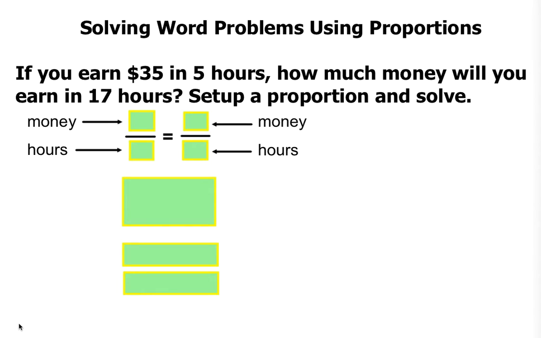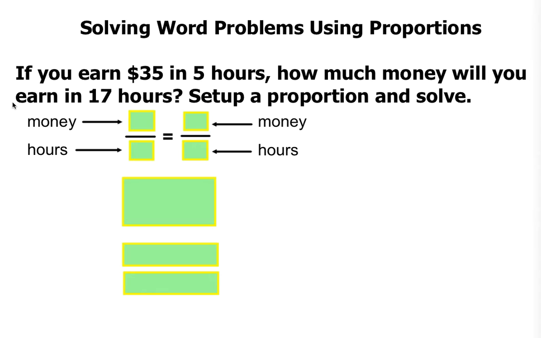This video tutorial is going to show you how to solve a word problem using proportions, and I will solve the same word problem using unit rate. If you earn $35 in 5 hours, how much money will you earn in 17 hours? Set up a proportion and solve.